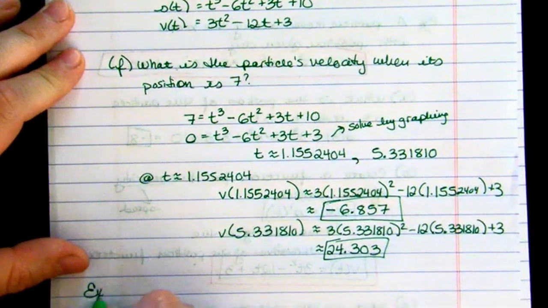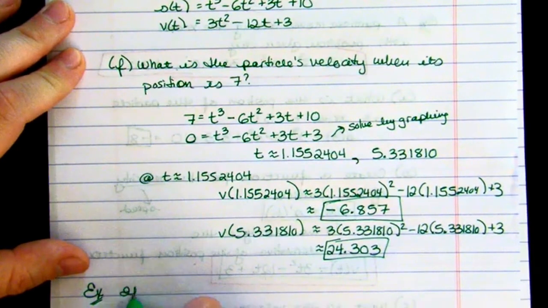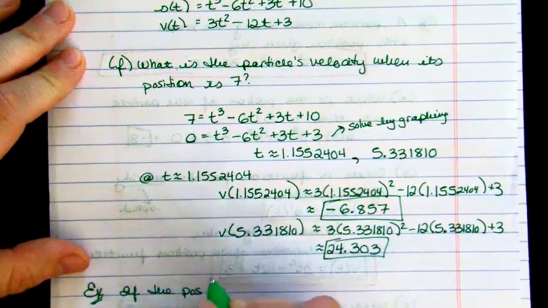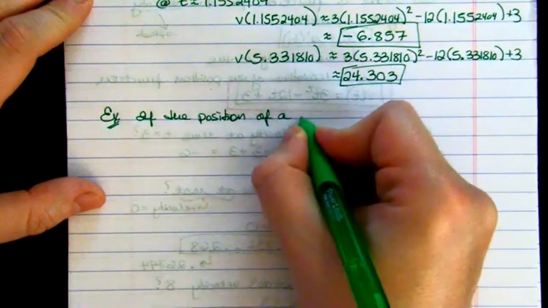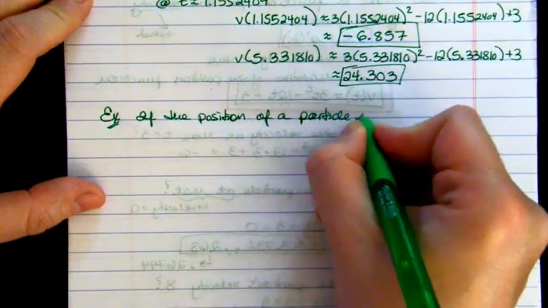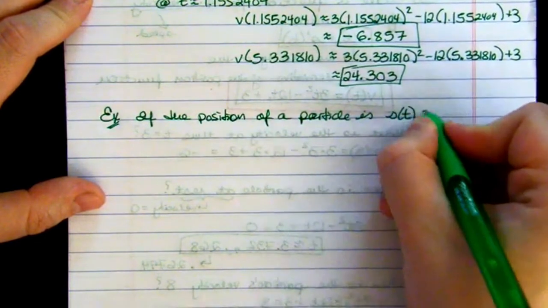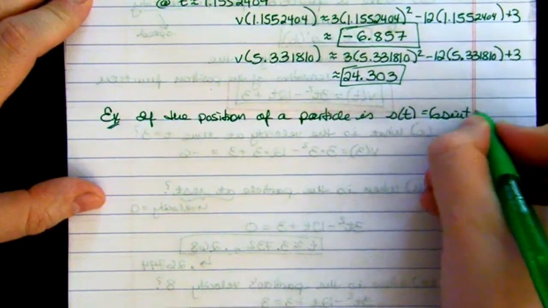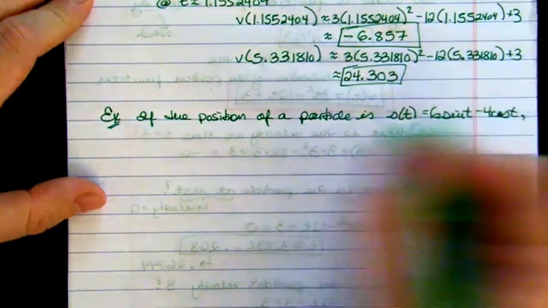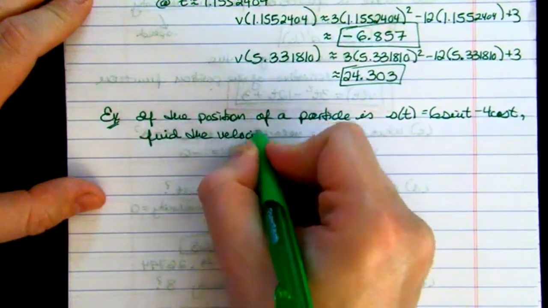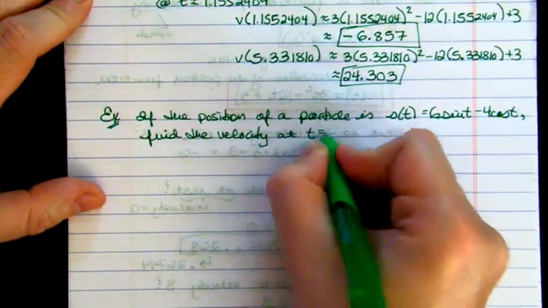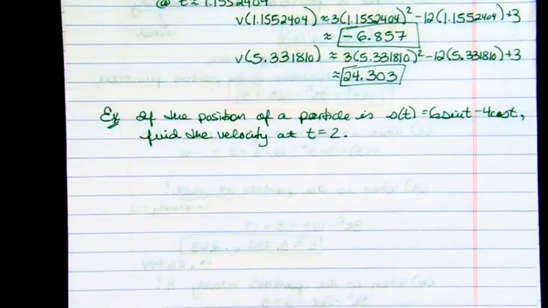One other quick example I want to show you. If the position of a particle is s of t equals 6 sine t minus 4 cosine t, we're going to find the velocity at t equals 2. I want to find the velocity at time 2.